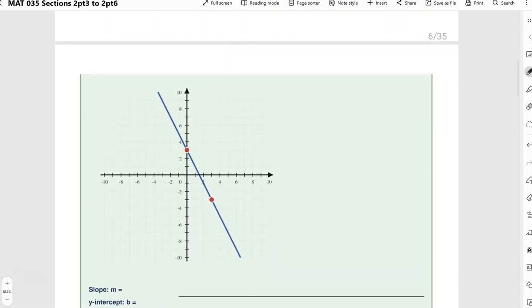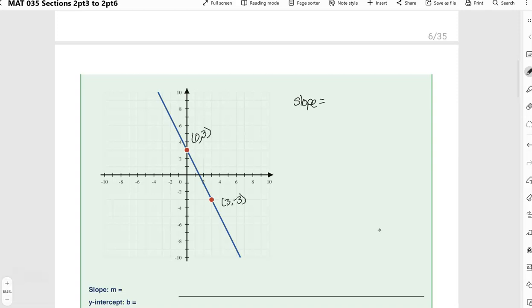Let's look at this next one. So we can see that the graph is falling, which means we expect the slope to be negative. We're looking at rise over run. So I'm going to start at this first point, which I see is at (0, 3). That second point is down here at (3, -3).